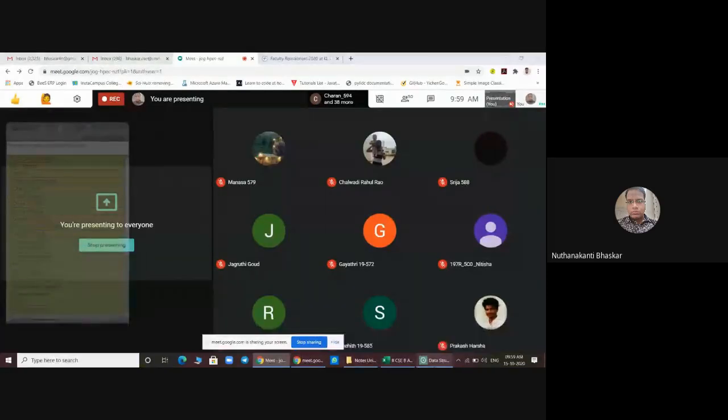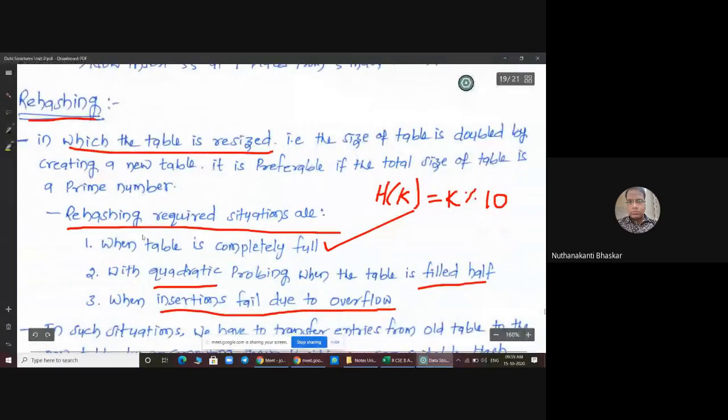Now, please, everyone respond here. Add function. This is my add function, and I am using the division method. Once the collision occurs because of these three situations, that is, when I am using linear probing and the table is full, when I am using quadratic probing and the table is half filled, or when I am trying to insert an element but overflow occurs and I cannot insert that element, in these three situations we apply the rehashing mechanism.